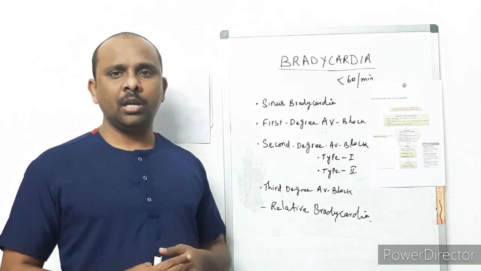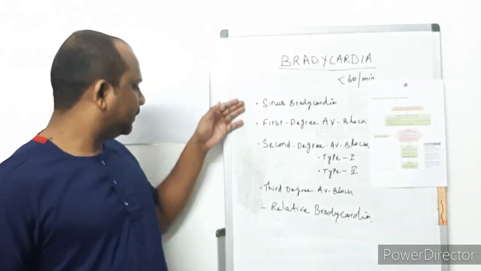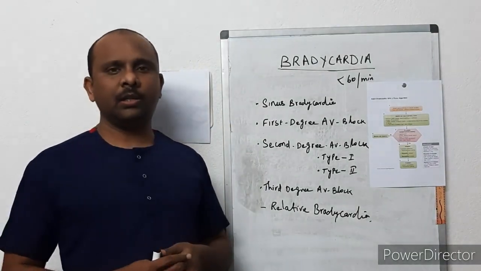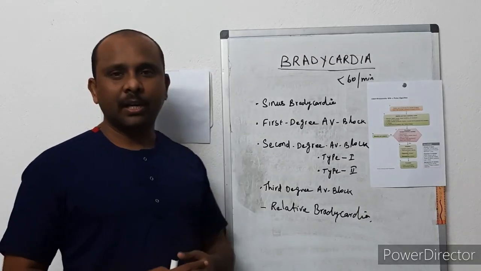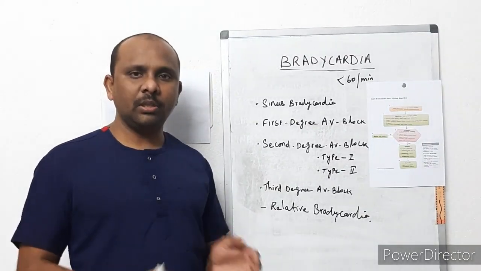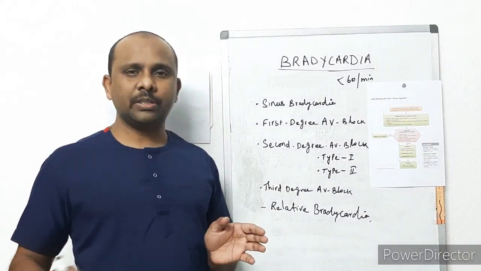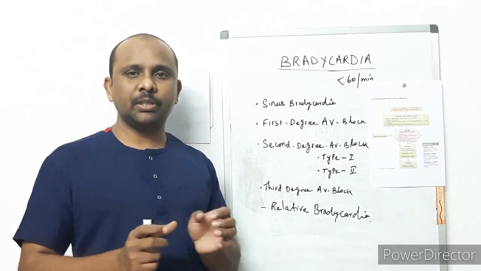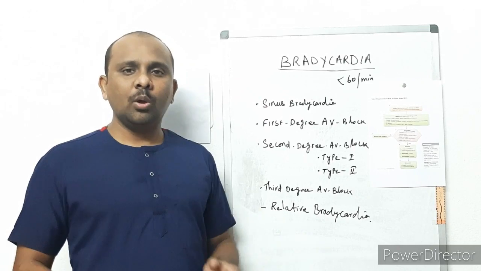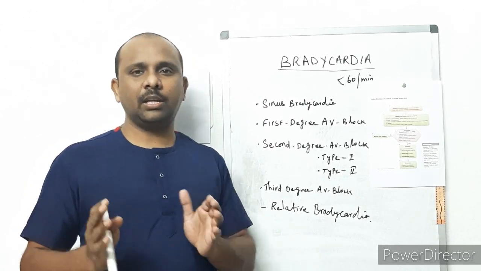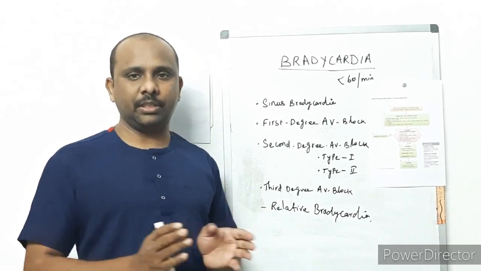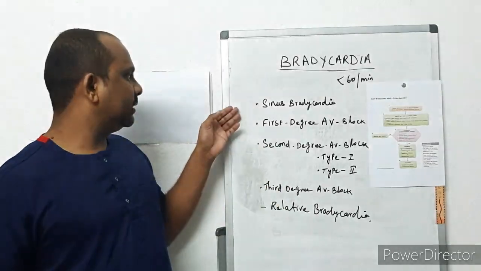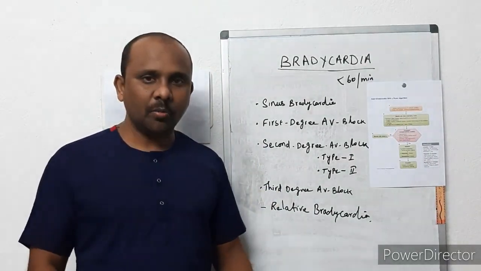This is usually associated with rhythms like sinus bradycardia. Sinus bradycardia means all these waves, P, QRS, T, U, and ST segment, are in the appropriate intervals and segments, everything is normal. Only the heart rate is less than 60, right? So that is the sinus bradycardia. Let us see that one by one.